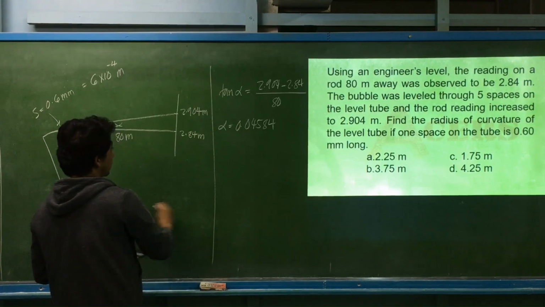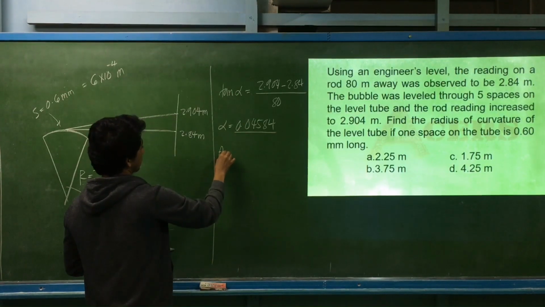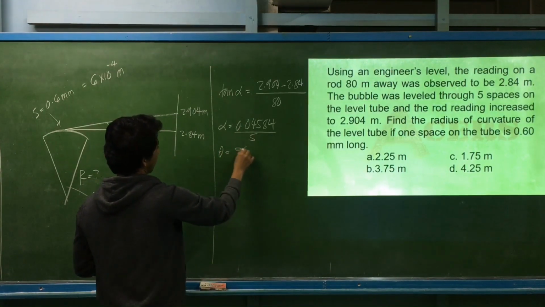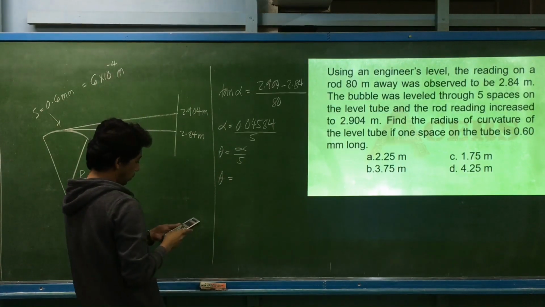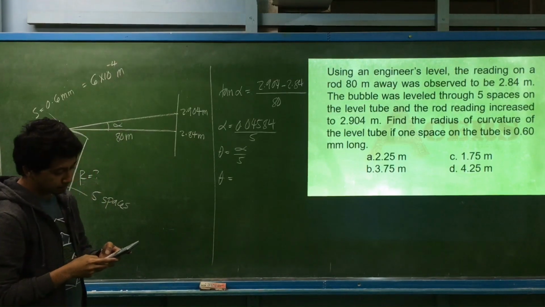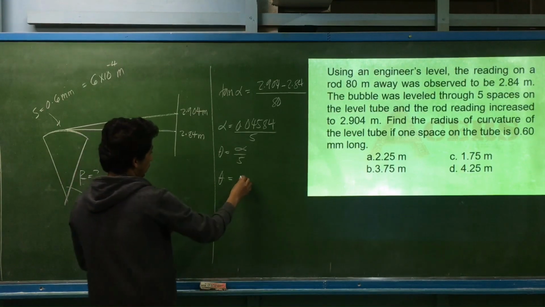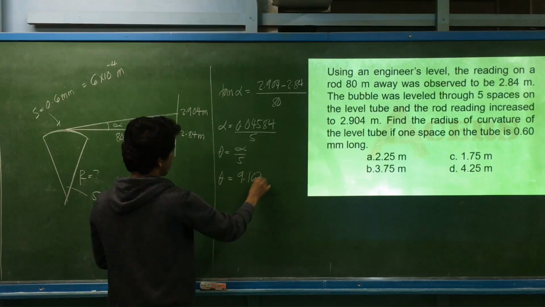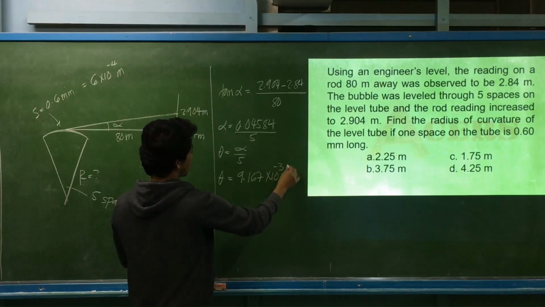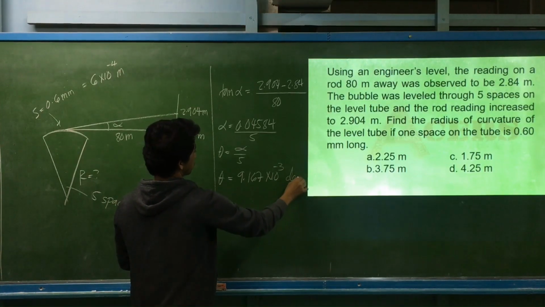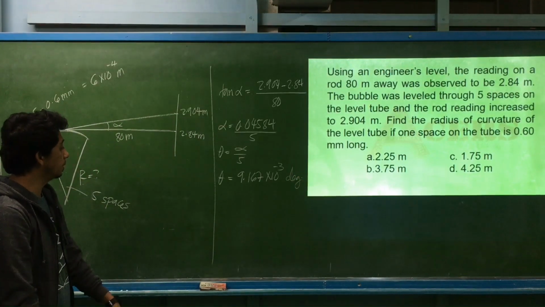0.04584. Kaya lang meron tayong 5 spaces. So i-divide natin ito ng, sabihin ko na lang theta, that is divided by 5. Yung alpha divided by 5. So you have the value of that theta, 0.04584 divided by 5, yung given na spaces doon, is equal to 9.167 times 10 raised to negative 3. This is in terms of degrees.